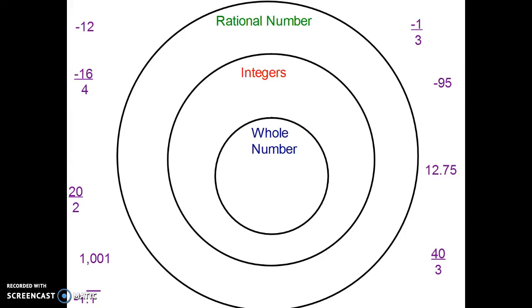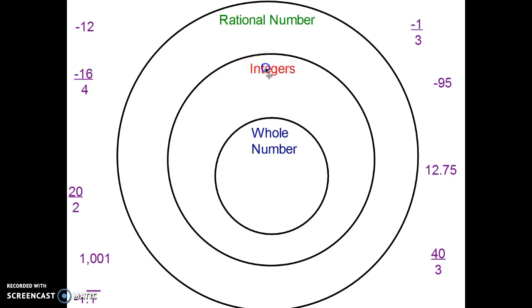So now that we know what each of these types of numbers represents, we would put it in a visual representation, which is this Venn diagram. So as you see, we have rational numbers. Remember, rational numbers are any numbers that can be written as a ratio, a terminating decimal, or repeating decimal.